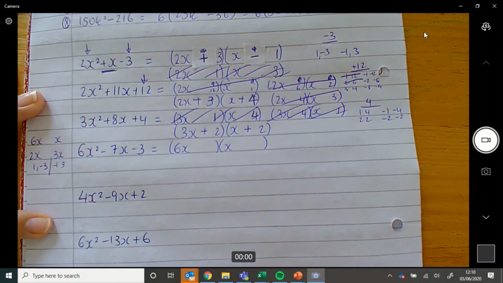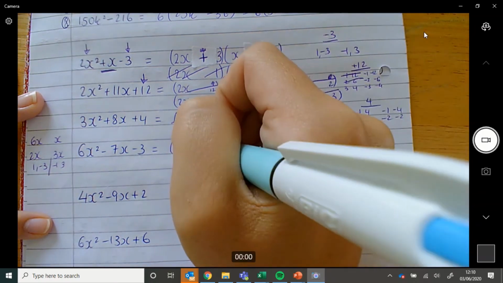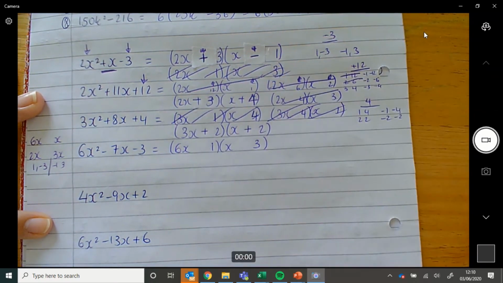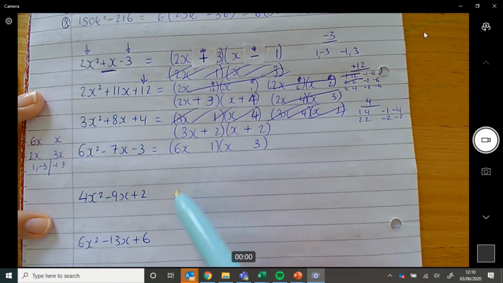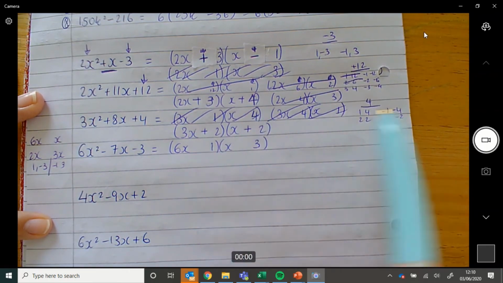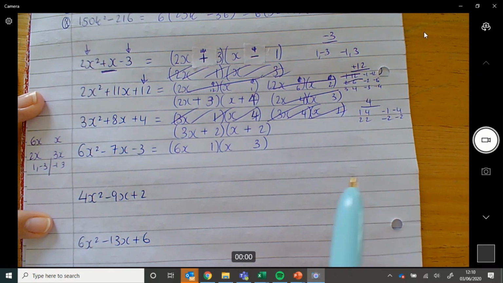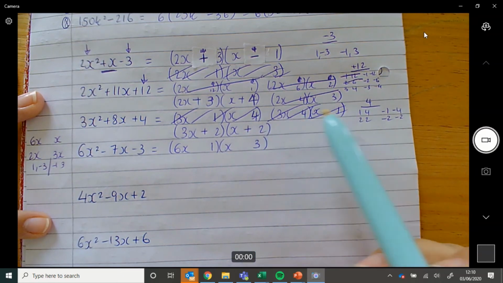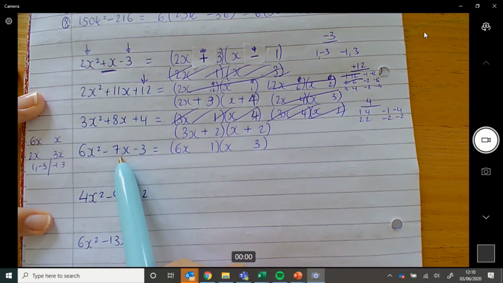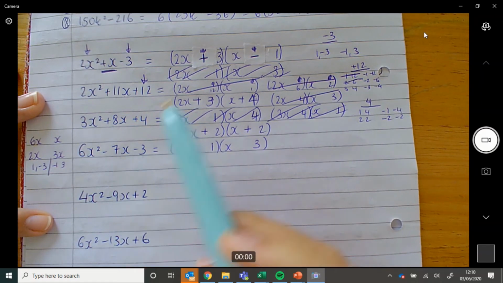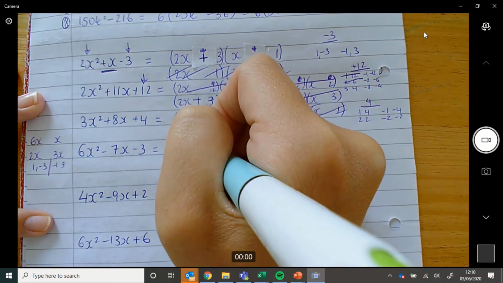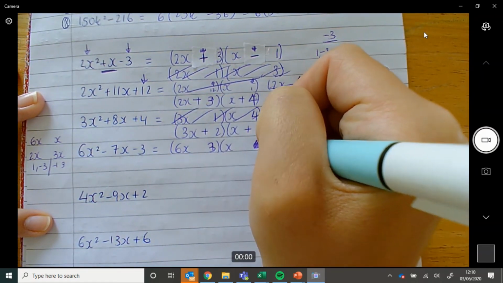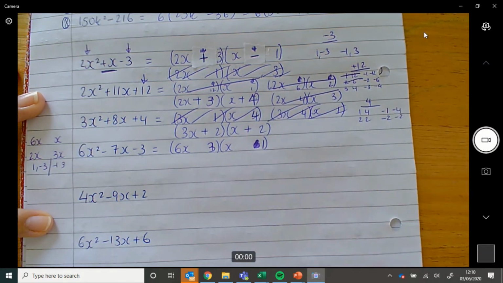They're my combinations. So I'm going to test out a 1 in this bracket and a 3 in this bracket and see what happens. I'll swap them over, and if none of them work, then I'll move on to trying out this pairing here. So it's all a process of elimination. 6 times 3 gives me 18, 1 times x gives me 1x, so 18x and 1x, there's no way I could make 7x by adding or subtracting. So let's try and swap them over.